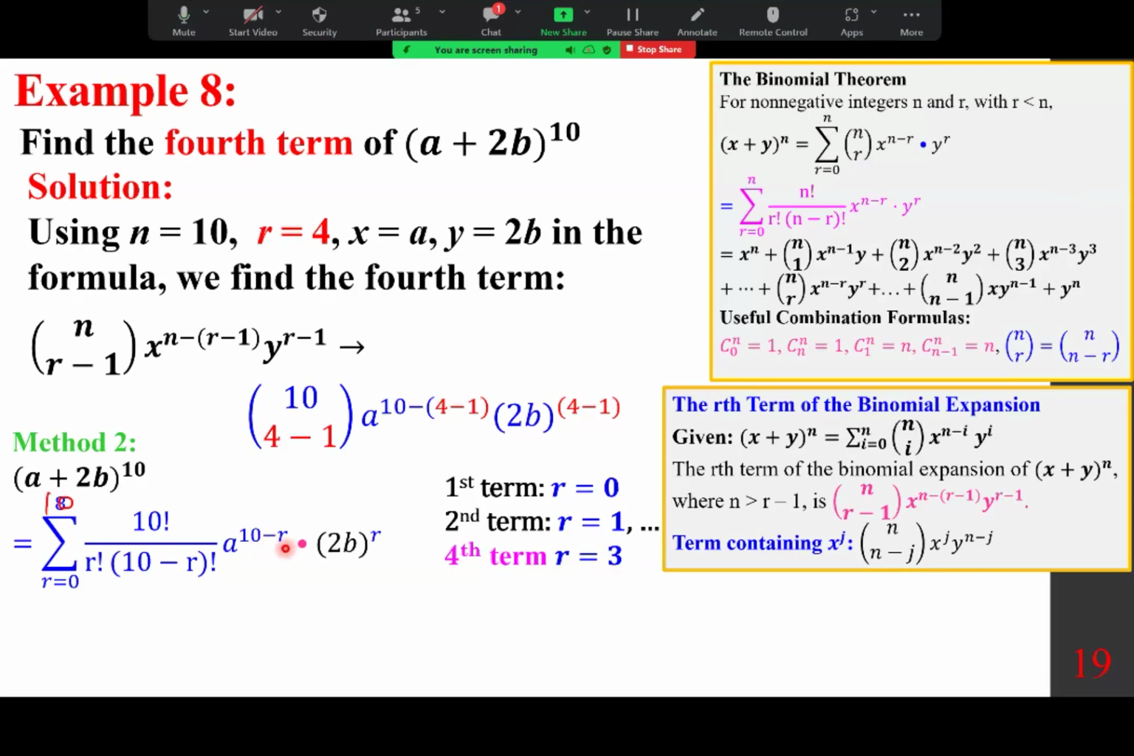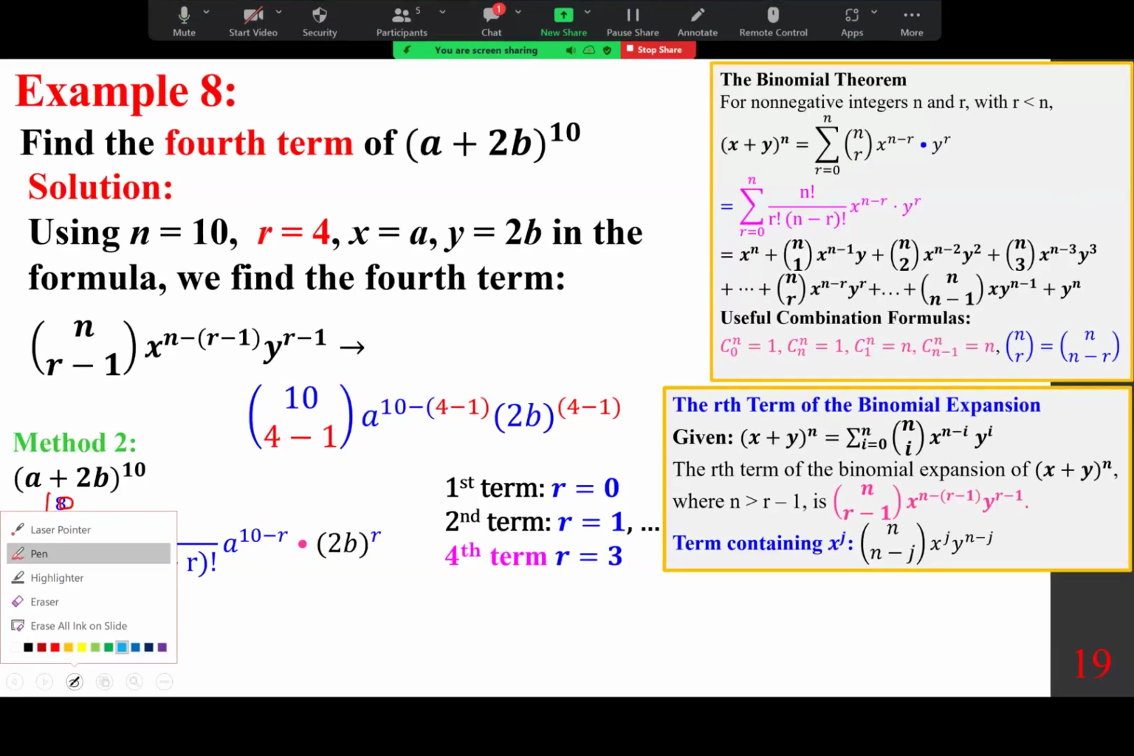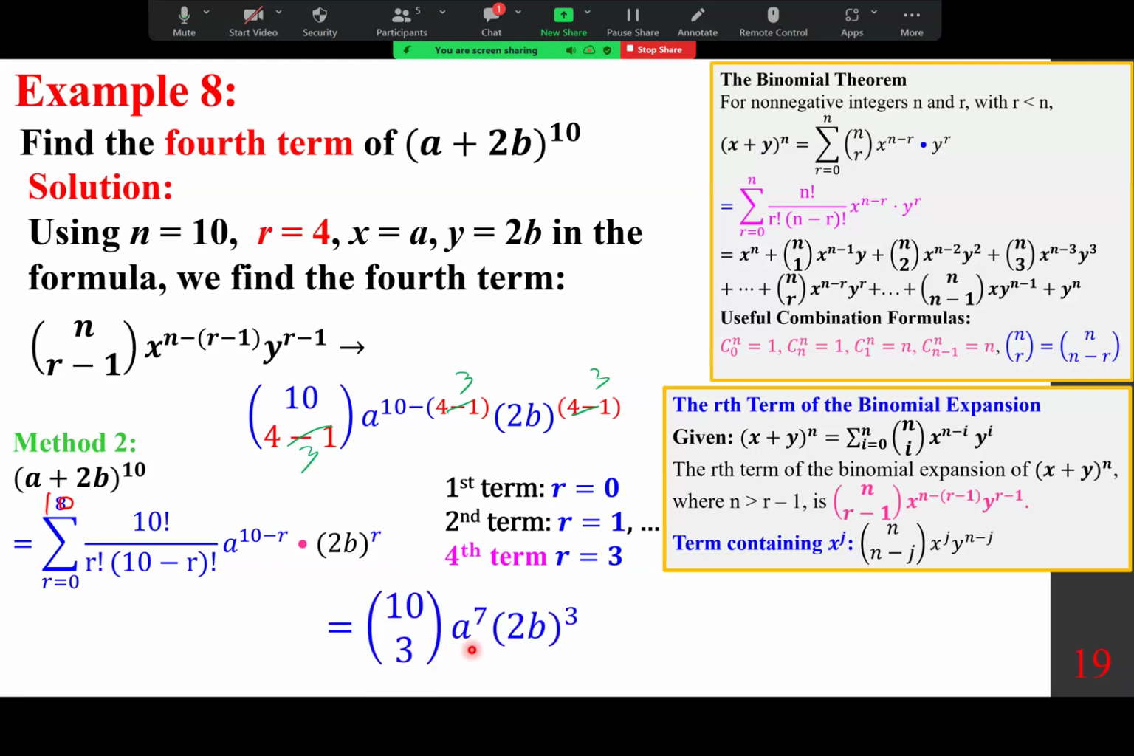A to the power of 10 minus r, 10 minus 3, or 7. Notice this number is 3, this number is 3, this number is 3. And we are saying by looking at this, we can recognize the same thing. And I have no idea which one is easier. So 10 choose 3, a to the power of 7, 2b to the power of 3. And again, it's important to know that you have two ways.